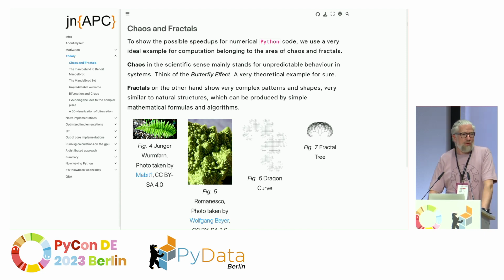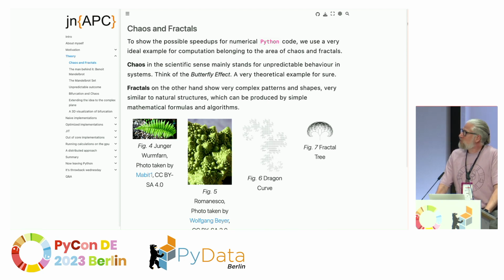Probably most of you know that the wing of a butterfly somewhere in the world might affect the weather on the very other side of the world. That might be a very theoretical example, but it's gotten quite famous in that area. And there are fractals, and they show very complex behavior, very complex shapes. Can be found in natural structures like we've seen here in the photos. And people worked on that for a very long time to find simple mathematical formulas that help to describe that. So it's a very, very complex structure that we see right in the middle, the Romanesco, that vegetable.